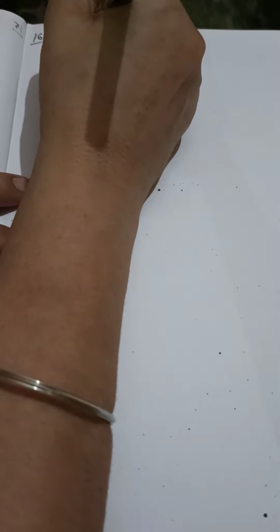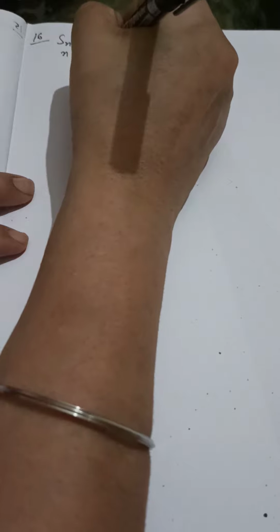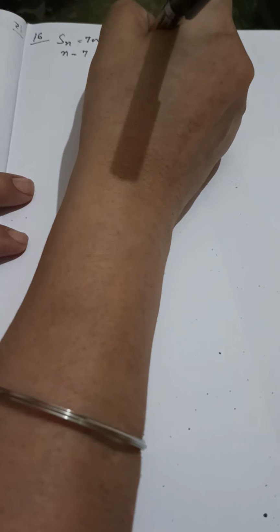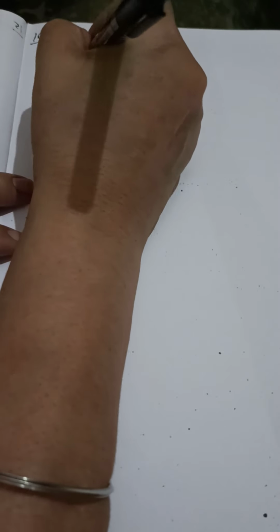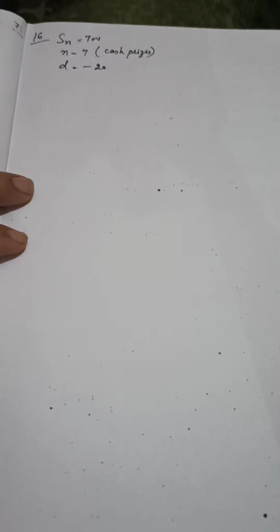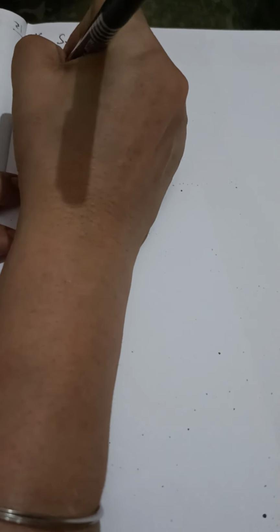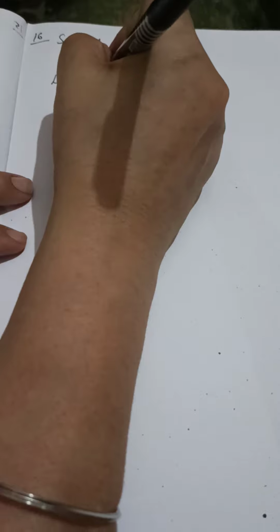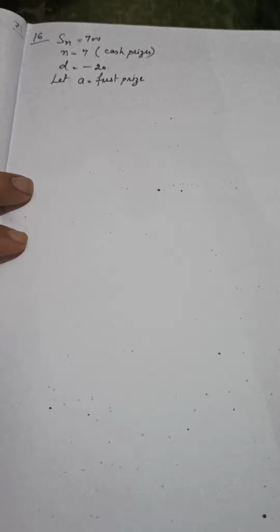Sum number 16. In sum 16, Sn is given to you as 700. n is equal to 7. Cash prizes, 7 cash prizes are given. Then d is equal to minus 20. Why? Because each is 20 rupees less than the preceding prize. d is equal to minus 20. So let a be the first prize. We suppose the first prize is equal to a. So we have to solve and find the value of a.